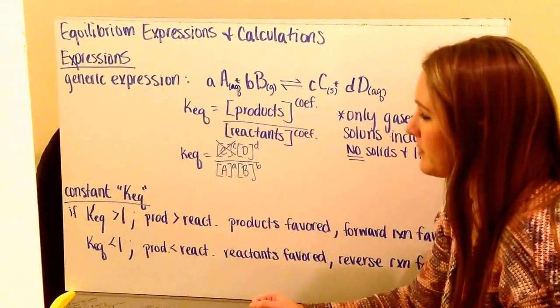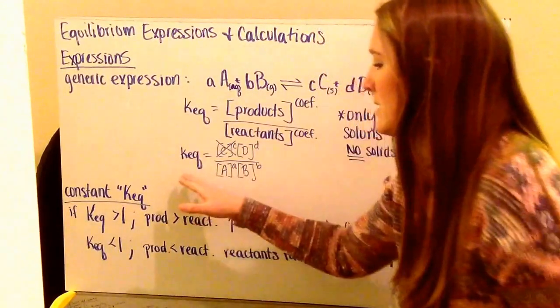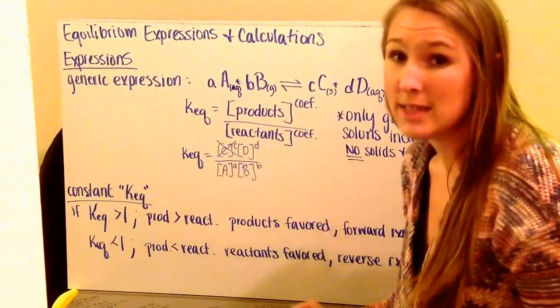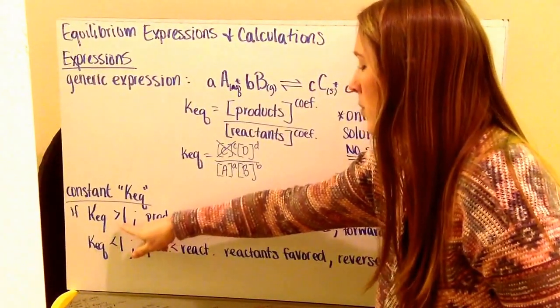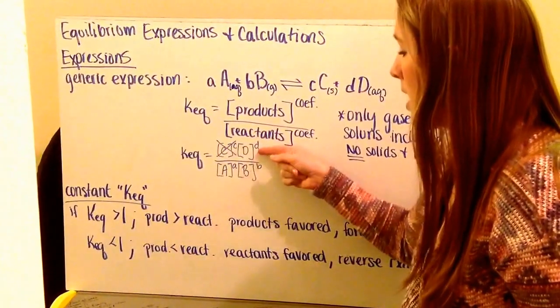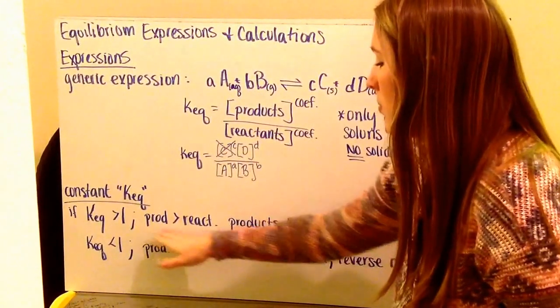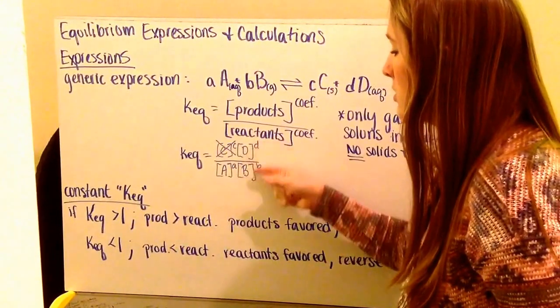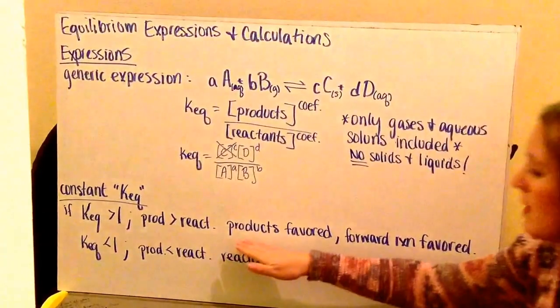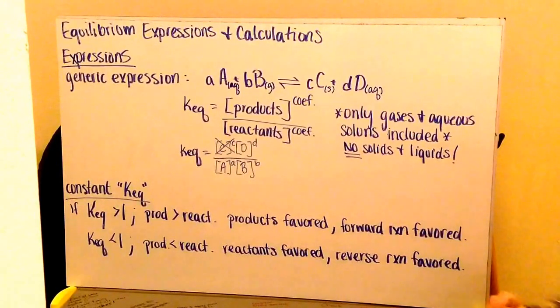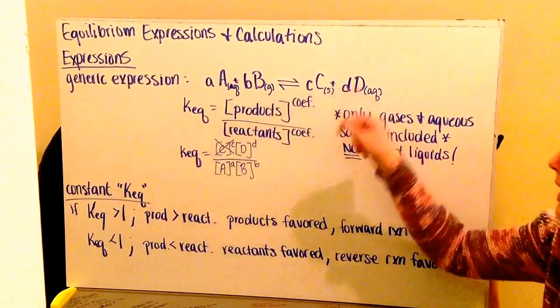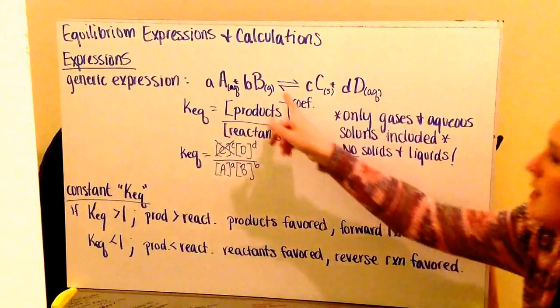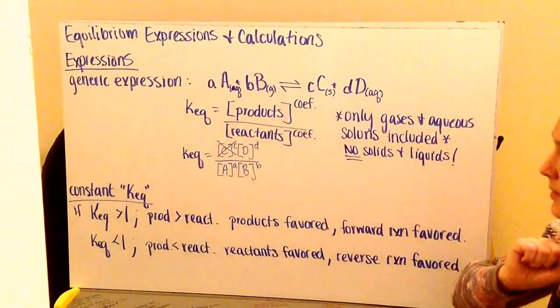Our equilibrium constant, KEQ, once we solve for it, can tell us information about our actual reaction. If my KEQ is greater than 1, that means I'm going to have more products than reactants, a higher numerator than denominator. That means my products are favored, as is my forward reaction. In equilibrium expressions, the forward reaction goes to the right, and I always have my products on the right-hand side, my reactants on the left-hand side.